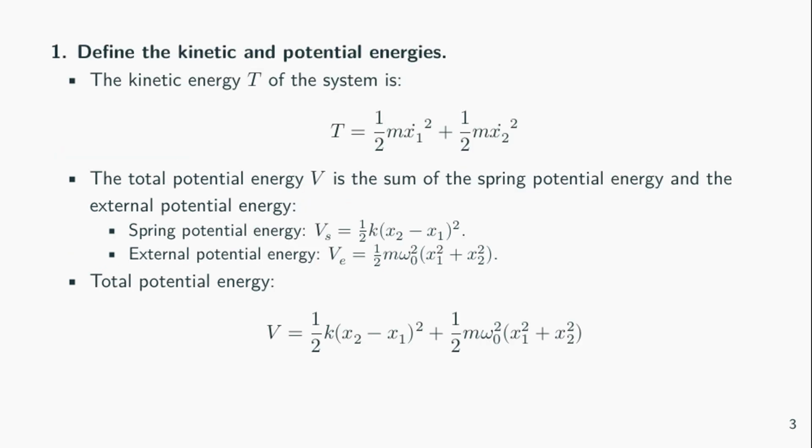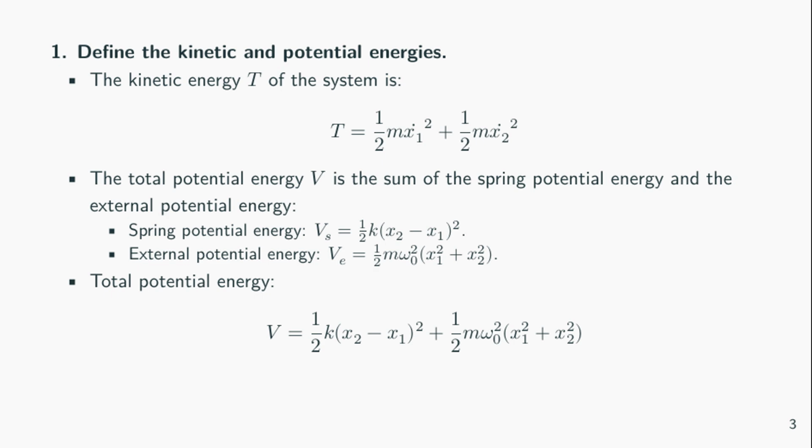The first step in analyzing such a system using analytical mechanics is to define the kinetic energy and the potential energy. The kinetic energy, which we call T, for the system of two particles, is the sum of their individual kinetic energies. So T equals 1/2 m x1 dot squared plus 1/2 m x2 dot squared. Remember, x1 dot and x2 dot are the velocities of the atoms.